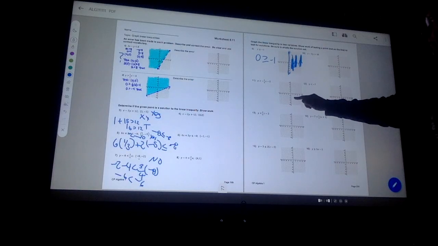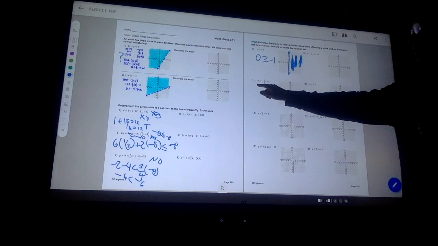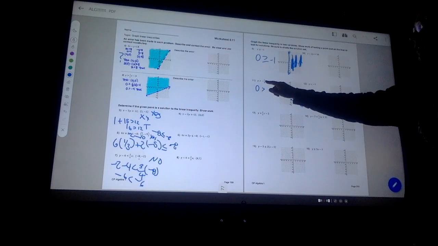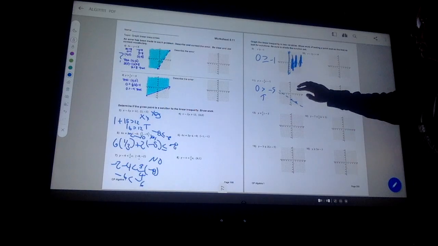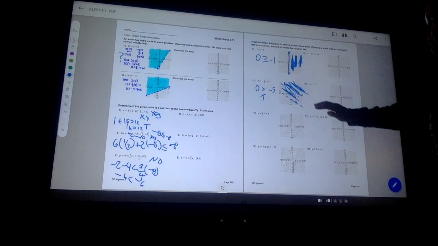Number 11, I have -5, which is down here. I'm going to go down 3, right 4, and it's going to be dotted. Plug 0, 0 in, so I get 0 is less than 3/4 times 0 is 0. 0 is greater than -5. That's true. So I'm going to shade where the 0, 0 is, so up here.